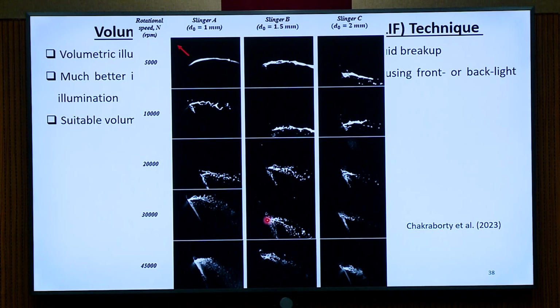We have applied this technique in an atomizer called the Slinger atomizer. It's a rotary atomizer where there are multiple holes and liquid comes out. We have done this for different orifice sizes. Especially when we go towards higher rotational speed of the atomizer, in the direct photograph, which I haven't shown here, you won't be able to see anything. However, the VLIF technique provides good information.